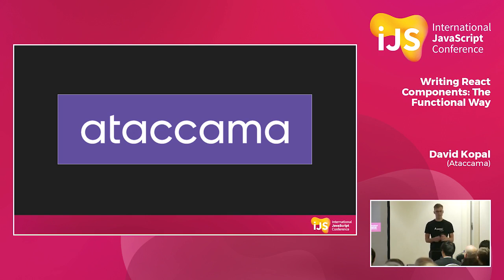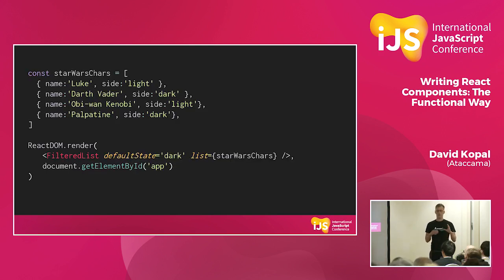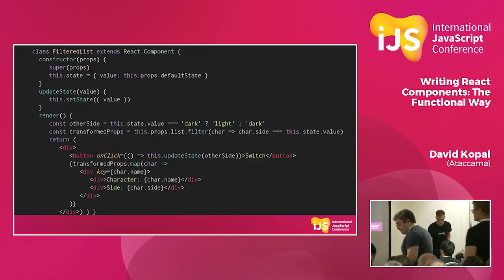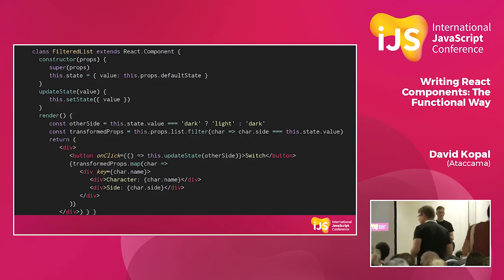So, because we are all programmers here, even me, let's start with some code. The code I'm going to show you now, you don't need to remember it, you don't need to know how it works, because we are going to work with parts of this code during the whole presentation. So here we have just an array of Star Wars characters. It will be our mock data for most examples. You see we have an object, we have a name and the side to which the character belongs. Then we are passing this array to the filtered list component with the prop default state, which is set to the dark. Now here we have a really large component.